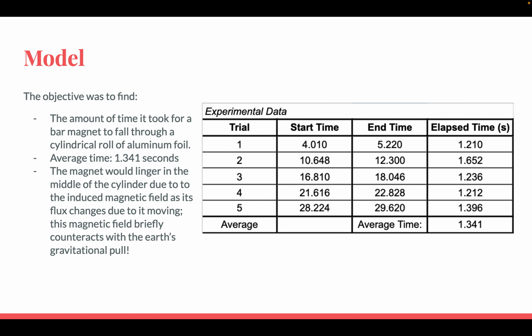A very interesting effect was observed where the magnet seemingly slowed in the middle of the tube, stagnating there before falling out of the bottom. This is due to the induced magnetic field created as the magnet moves through the tube, resulting in a change in flux that nature is attempting to counteract. The results of our experiment are shown here in this figure, with the average time of the magnet moving through the tube being 1.341 seconds.